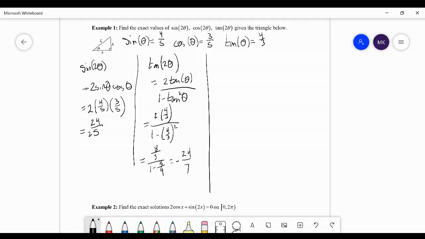Now you may actually look at this and go, oh, I know what cosine of 2 theta is. And that's absolutely correct. You could easily figure out what cosine of 2 theta is because we know sine of 2 theta and tangent of 2 theta. But let's use our formula to figure this out.